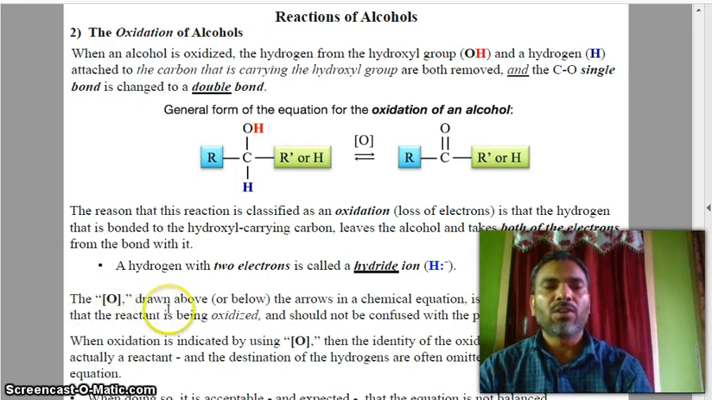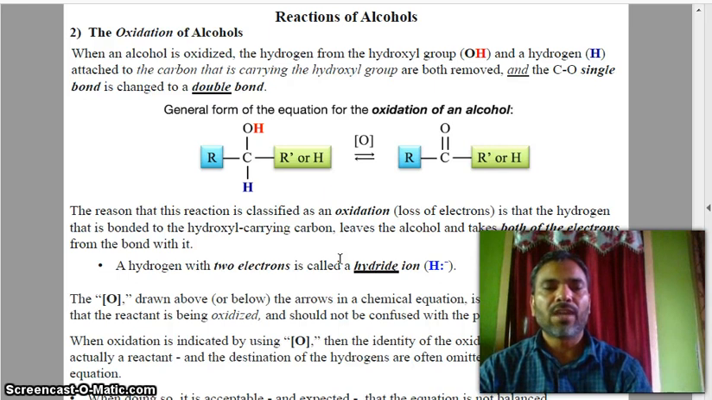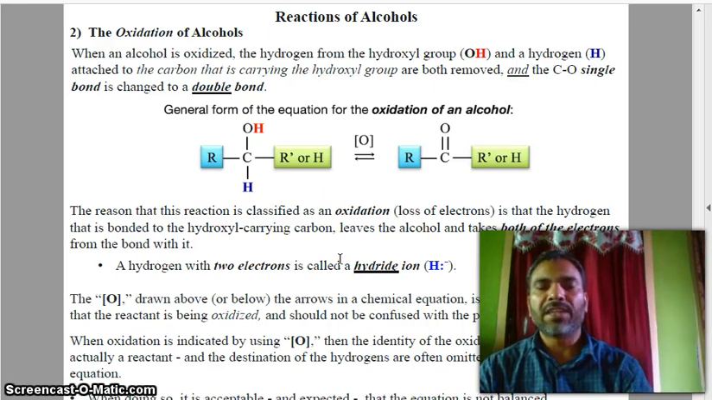The O drawn above or below the arrow in a chemical equation is often used to indicate that the reactant is being oxidized, and should not be confused with the presence of a catalyst. When oxidation is indicated by using this symbol, the oxidizing agent is actually a reactant, and the destinations of the hydrogens are often omitted from the chemical equations.